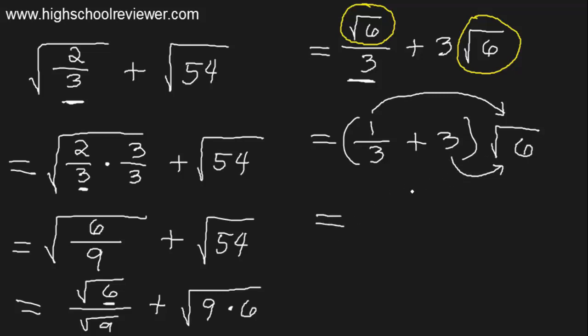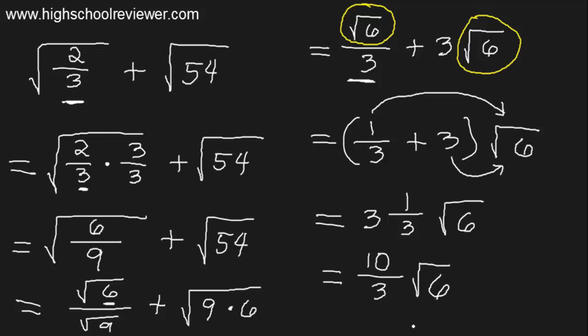Okay, so we can now add the 2. So this will give us 3 and 1 over 3 square root of 6. Or this will be 3 times 3, that is 9, plus 1, 10, 10 over 3 square root of 6. So therefore, 10 over 3 times the square root of 6 is our final answer.